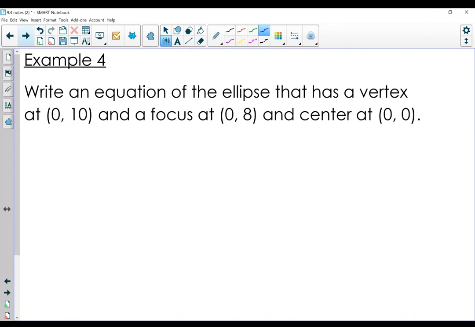For example 4, we want to write an equation of an ellipse that has a vertex at 0, 10 and a focus at 0, 8. So this time I'm not given a vertex and a covertex. I have a vertex and a focus. So I want to be thinking about that focus formula that I have. C squared equals a squared minus b squared. And I'm also going to want to work with the standard equation of an ellipse. So I'll have x squared over a number squared plus y squared over a number squared equals 1. My center's at 0, 0 again, so nothing funny here. It's kind of stuff that we've been doing.